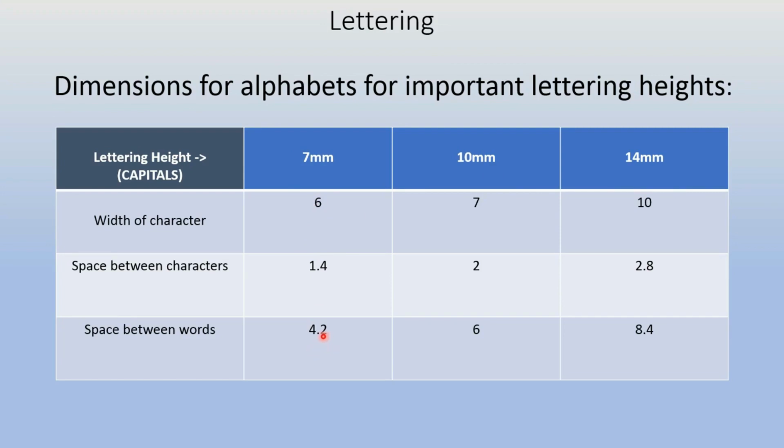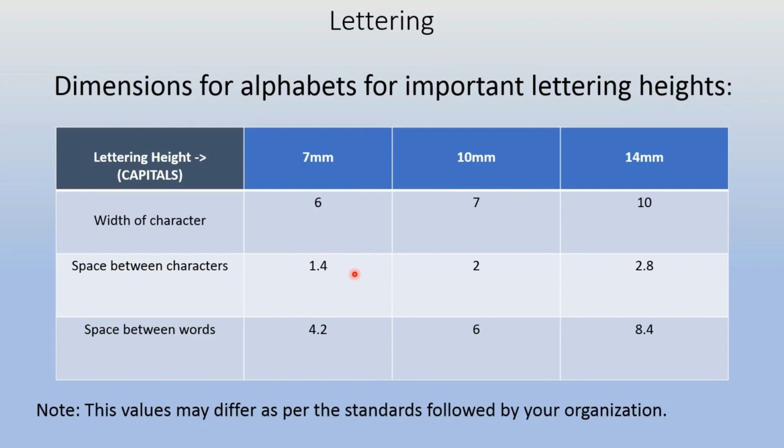This means if you are writing A, B, C, D, the distance between A and B should be 1.4 mm. And if you are writing some words like my name is something, the distance between the word my and name should be 4.2. So accordingly you have to remember these values. This may change if your college professor has changed it somewhat, but you can take it as standard and you can use this table.